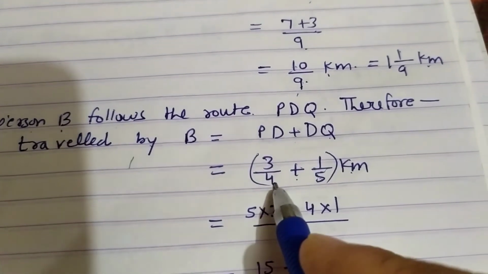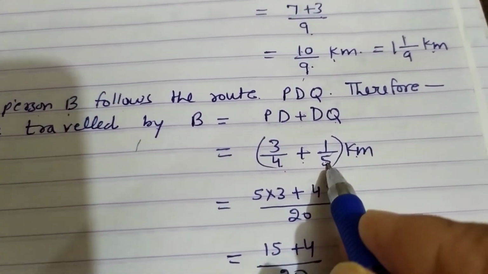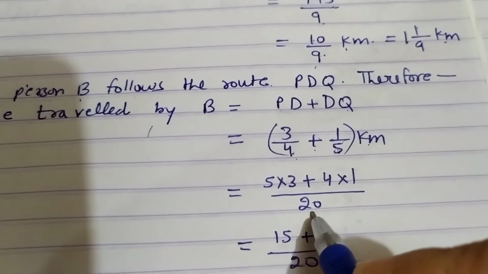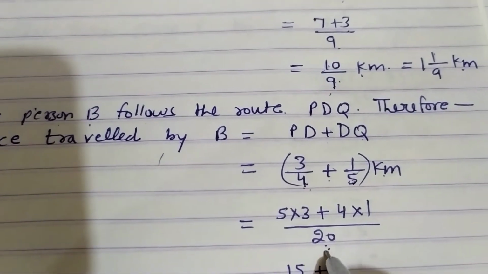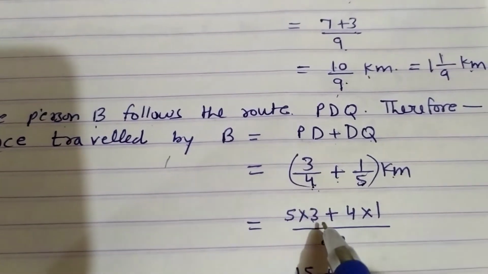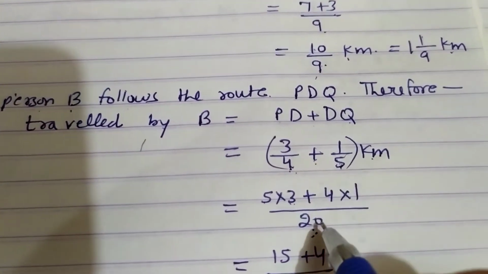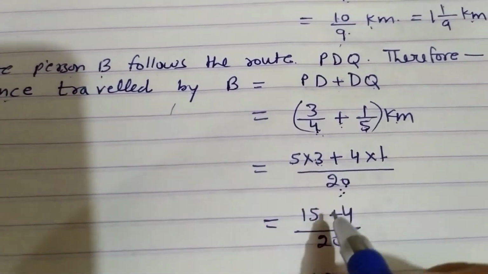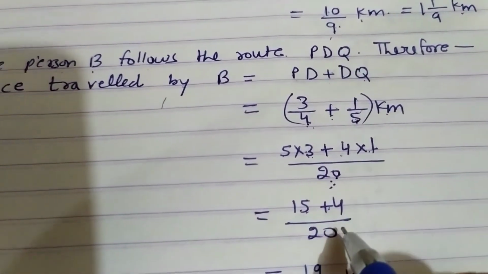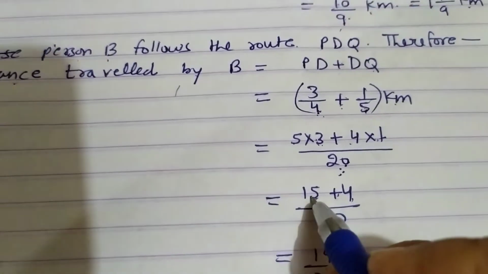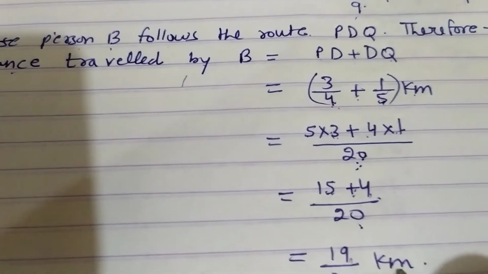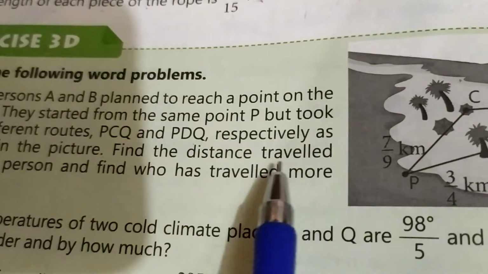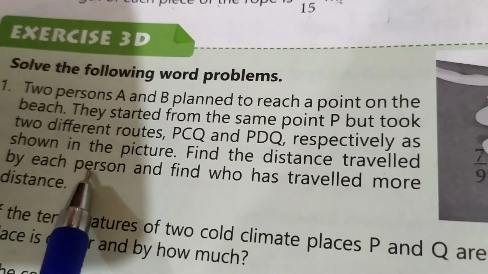Again, first we will find LCM of 4 and 5. LCM of 4 and 5 will be 20. Now divide this 20 by this 4. 4 fives are 20. So 5 multiplied by this 3 plus 5 fours are 20, 4 multiplied by this 1. 5 threes are 15 plus 4 ones are 4 upon 20. 15 plus 4, 19 upon 20 km. So this is the distance travelled by each person.